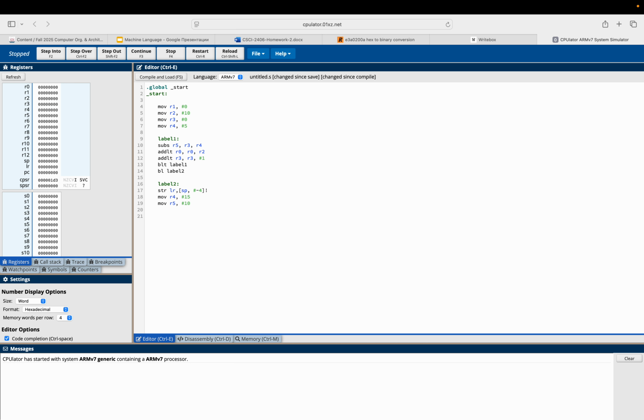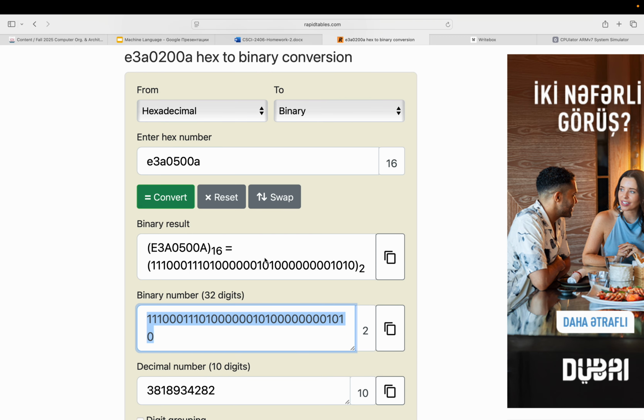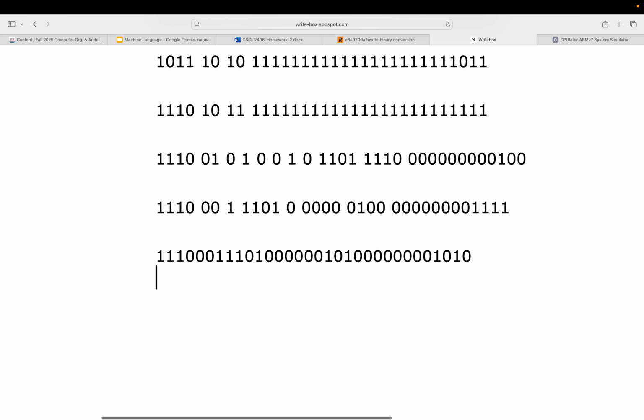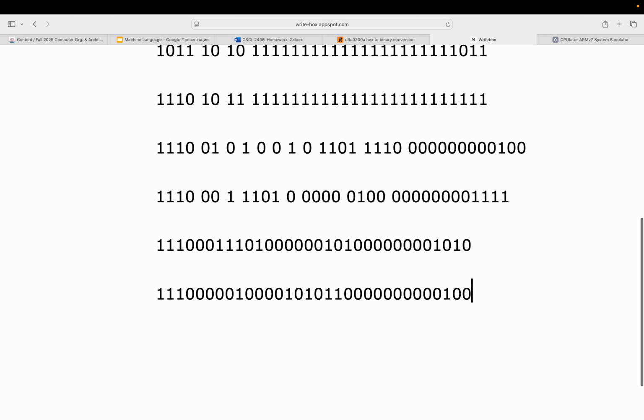And let's see what we have next. So it's our 13th line and we are almost coming to an end. Let's see what is going on so far. So what we have, E08 56004. Yes. Let's copy and see what happens.